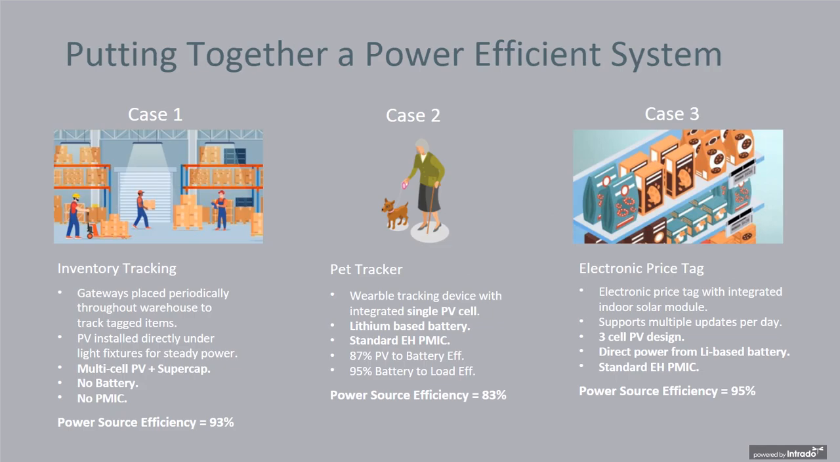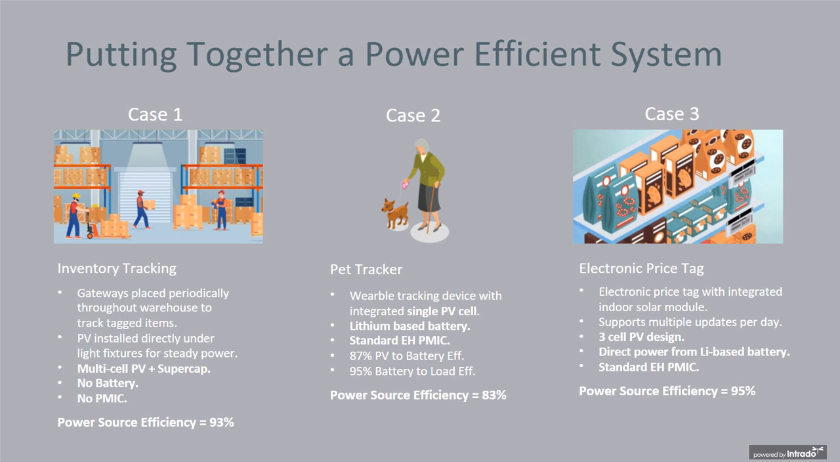So kind of putting everything together, here are 3 use cases that describe how you might choose different components to maximize efficiency. Case number 1 is an inventory tracking application where you place gateways throughout a warehouse, and those gateways track tagged items in the warehouse.